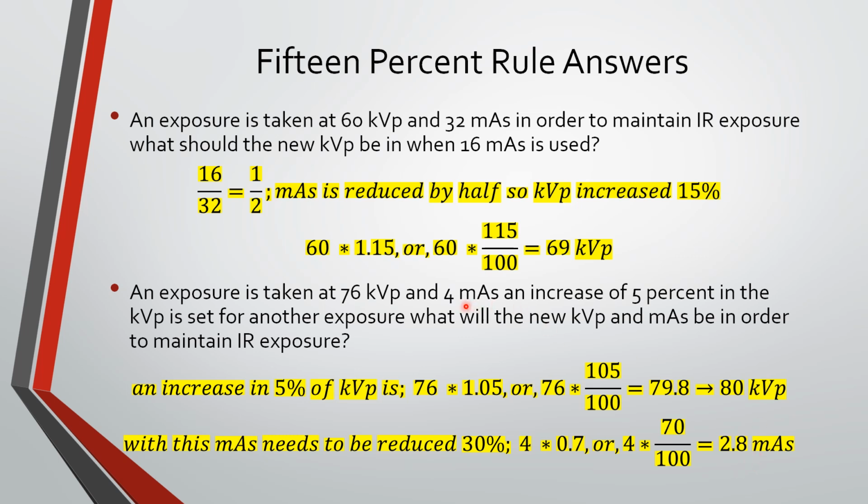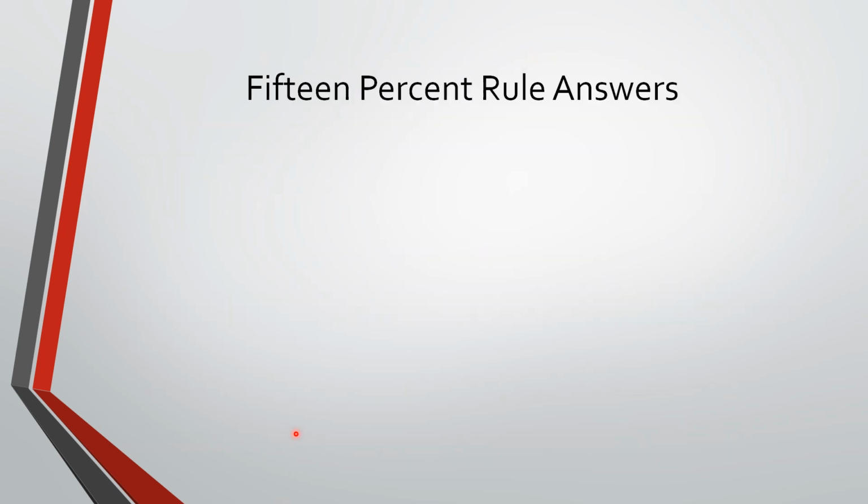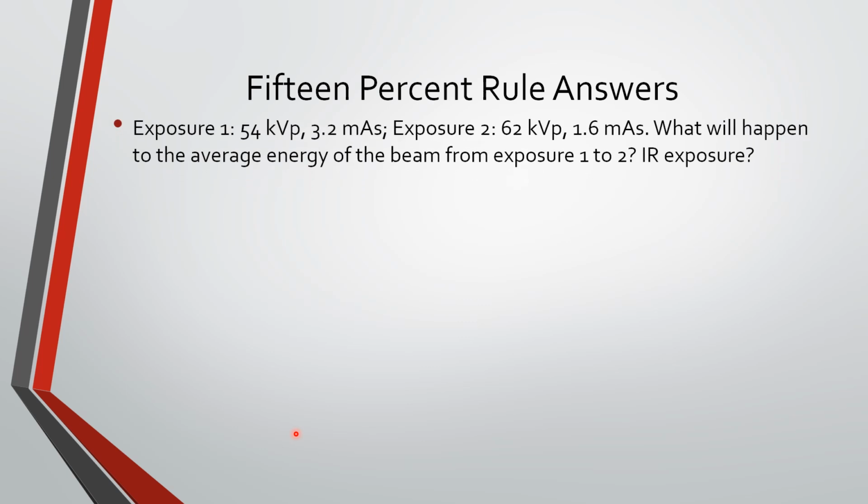Okay, and with this, we've also reduced the dose to the patient, if we remember this. So this is a useful thing to reduce the dose to the patient, and we can do it in practice. So let's look at the next question here. Exposure 1 is 54 kVp at 3.2 mass, and exposure 2 is 62 kVp at 1.6 mass. What will happen to the average energy of the beam from exposure 1 to exposure 2?